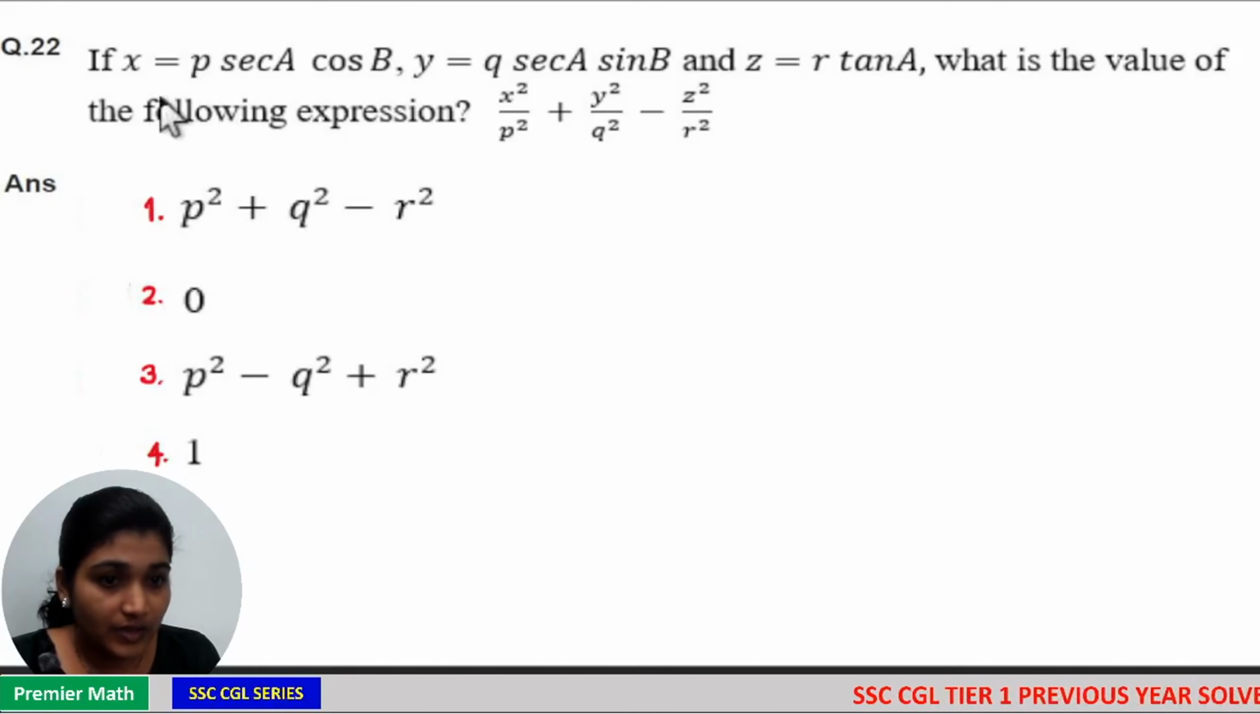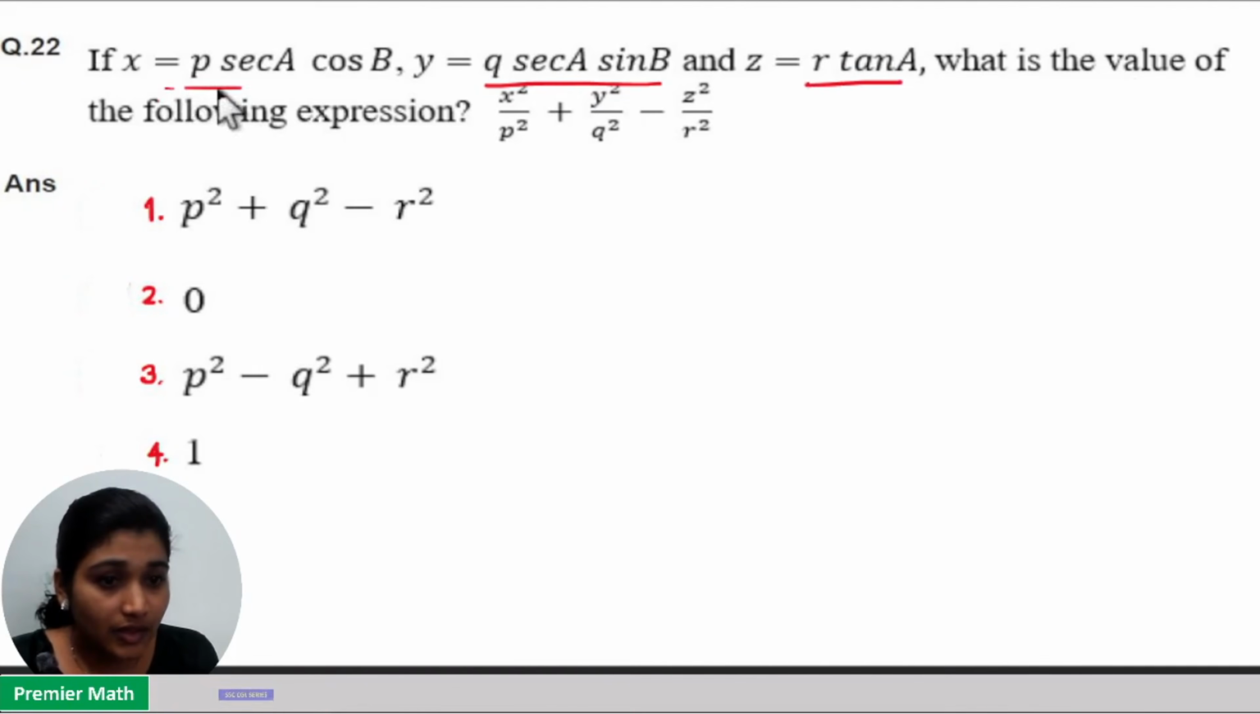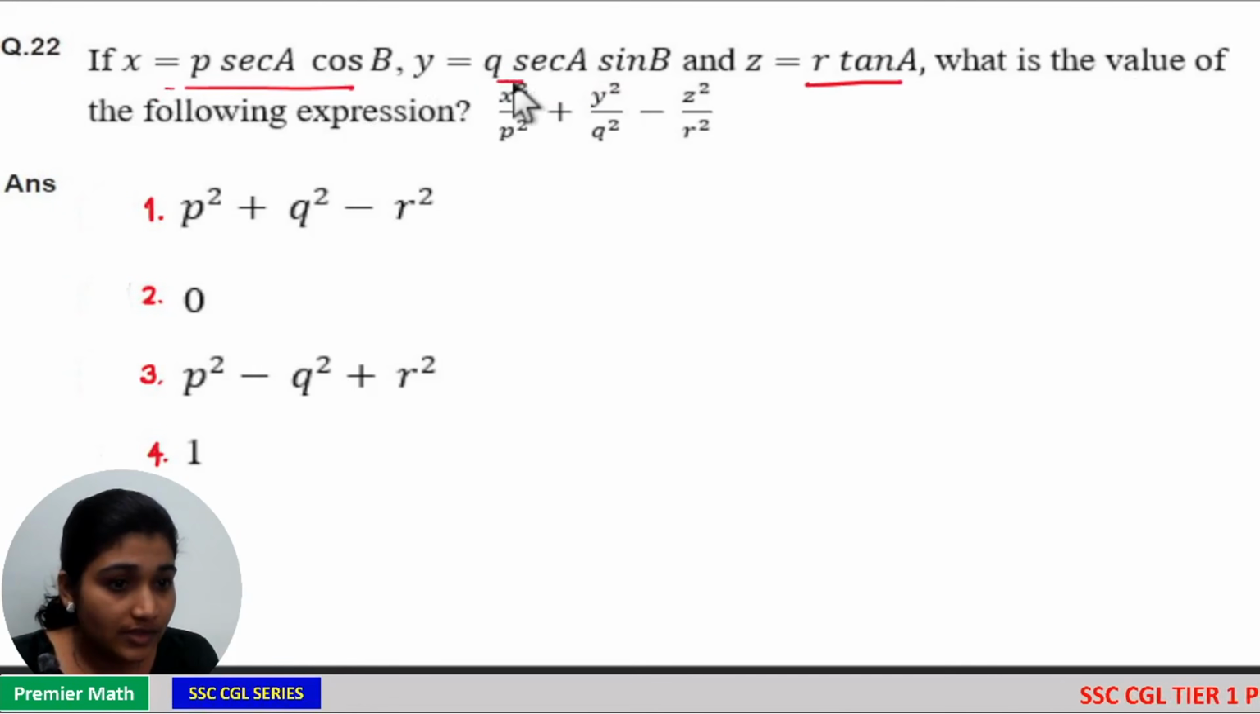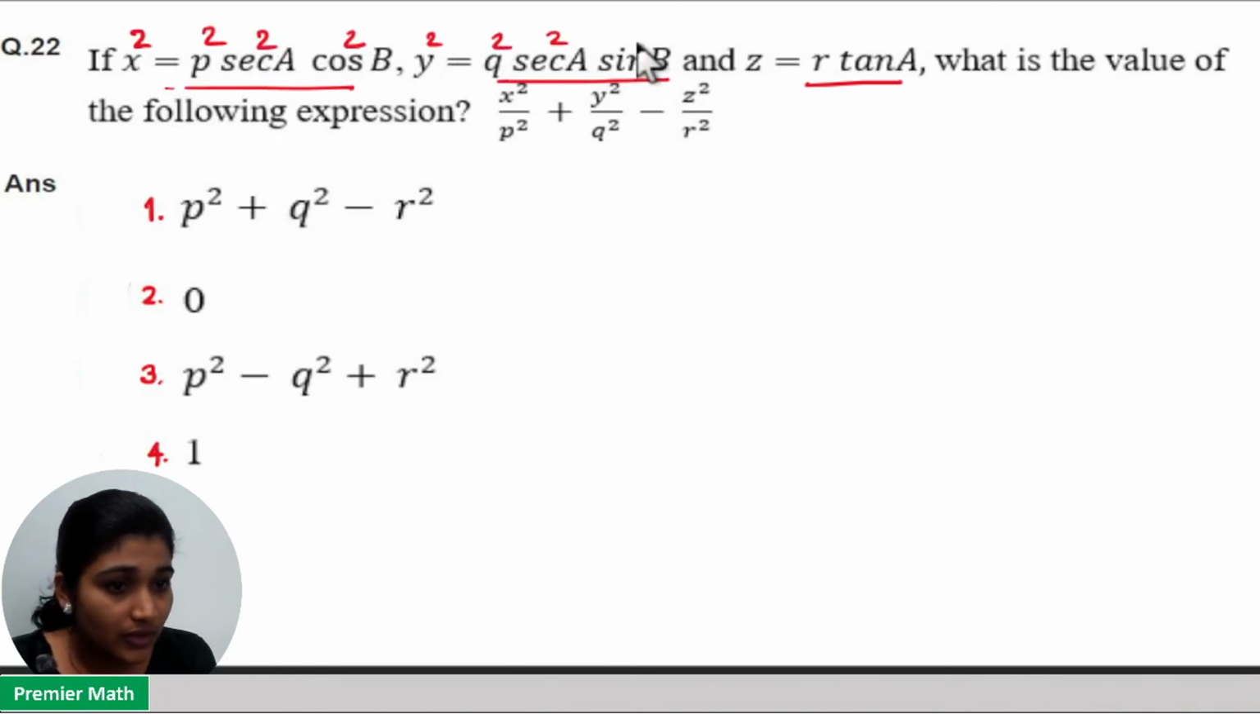If x is equal to p sec a cos b, y is equal to q sec a sin b, and z is equal to r tan a, what is the value of the following expression? Here, just take the square of these terms. Square of x means p square sec square a cos square b, and square of y means q square sec square a sin square b, and square of z means r square tan square a.